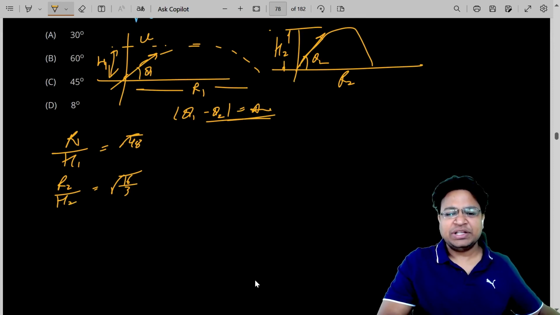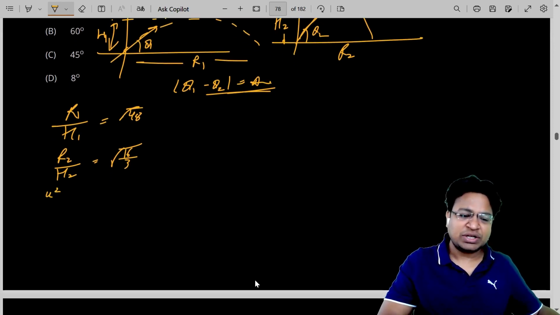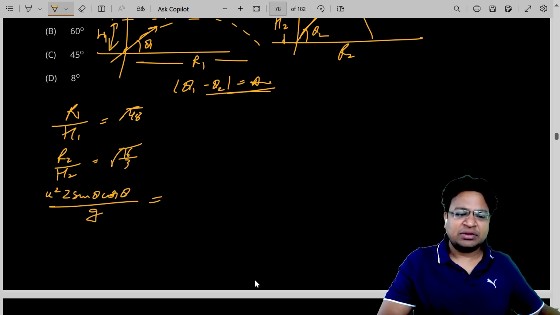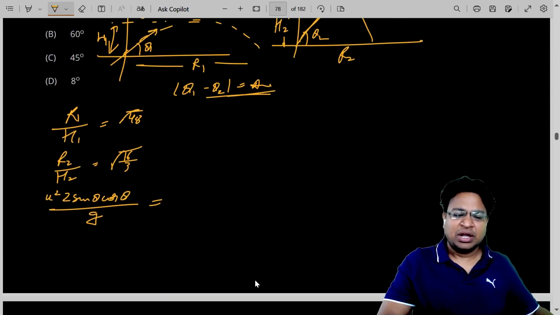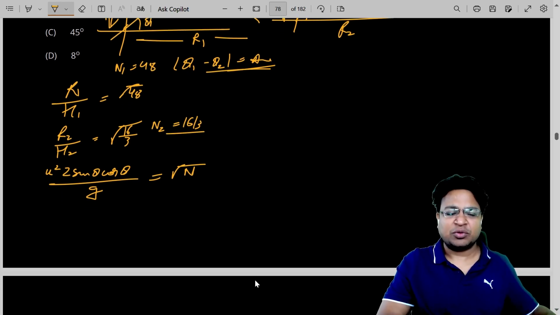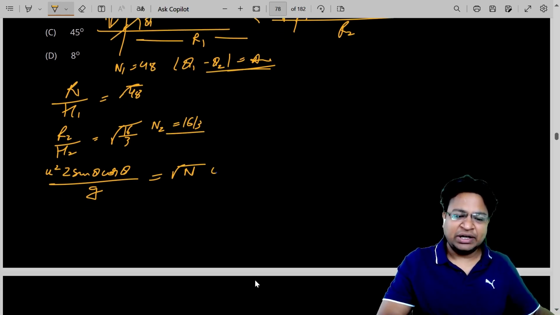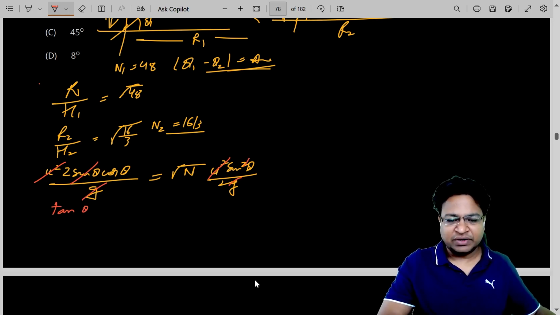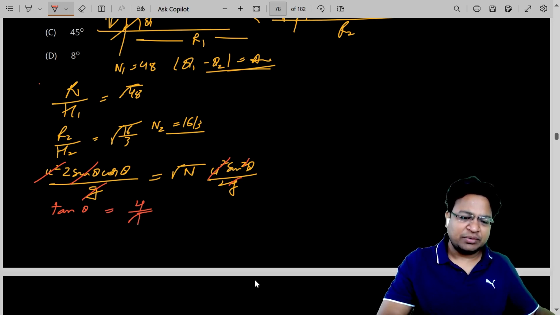In any general case, range would be given by u square sine 2 theta, which is 2 sine theta cos theta, divided by g. And let this number, root 48 or root 16 by 3, be written as root of n. For this case, n will be equal to 48, and for this case, n will be equal to 16 by 3. Let me first make the formula that I'm going to use in this question. So root n into the height is u square sine square theta by 2g. From here, I can see that many things are going to get cancelled. For example, u square is going to get cancelled, 1 sine theta we can lose, g we can lose. So ultimately, we are left with tan theta. This sin theta we'll keep here, cos theta we'll take to the other side. So tan theta is equal to 4 divided by root n is what we are getting.